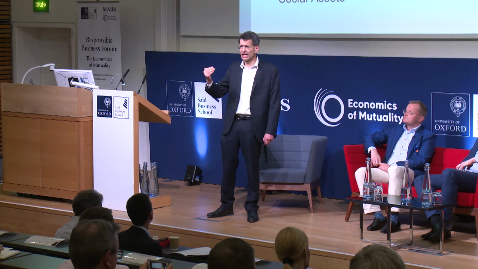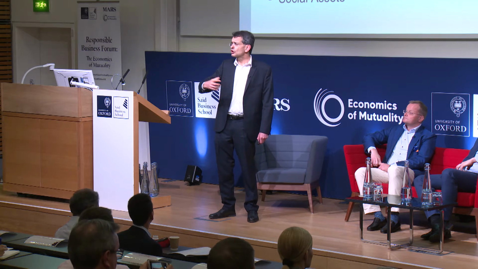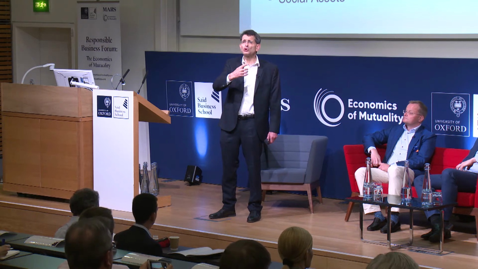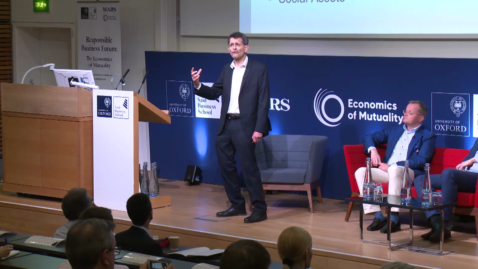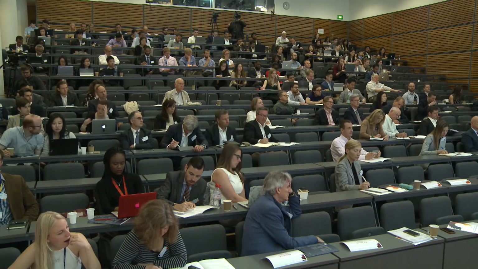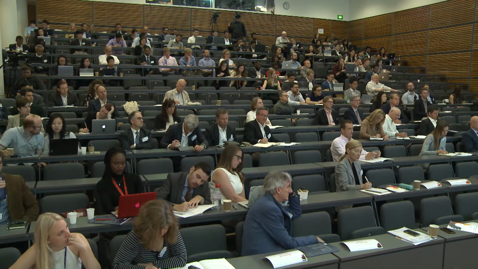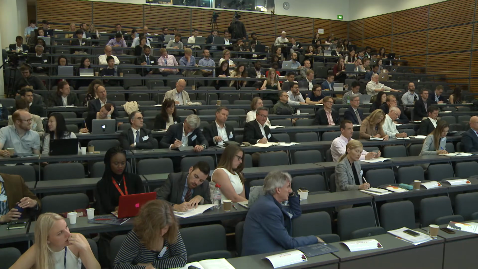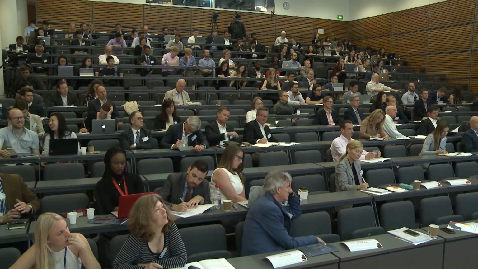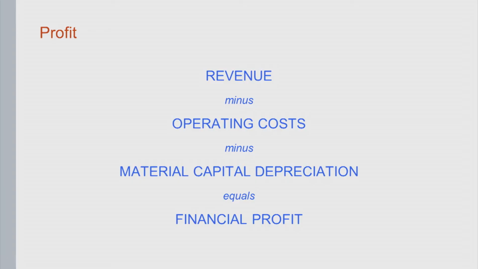And the second failure is that you're not only understating the profit, you are also overstating the profit if you do not invest to sustain and maintain those forms of capital, in exactly the same way as you're overstating your profits if you don't sustain and maintain your material capital. So here's the traditional measure of profit of a firm. Revenue minus operating costs minus the material capital depreciation gives you the financial profit of the firm.